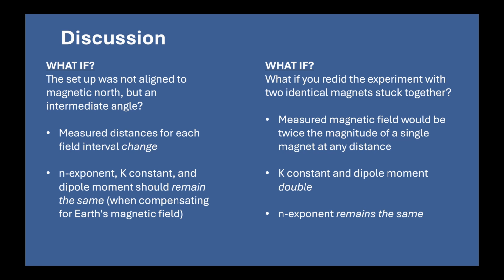What if you redid the experiment with 2 identical magnets stuck together? In this scenario, the measured magnetic field would be twice the magnitude of a single magnet, thus doubling the k constant and dipole moment values. However, the n exponent will still remain the same due to the distance dependence of the dipole's magnetic field.